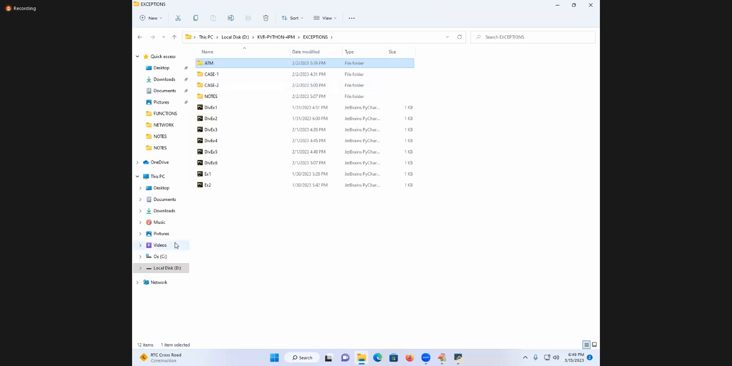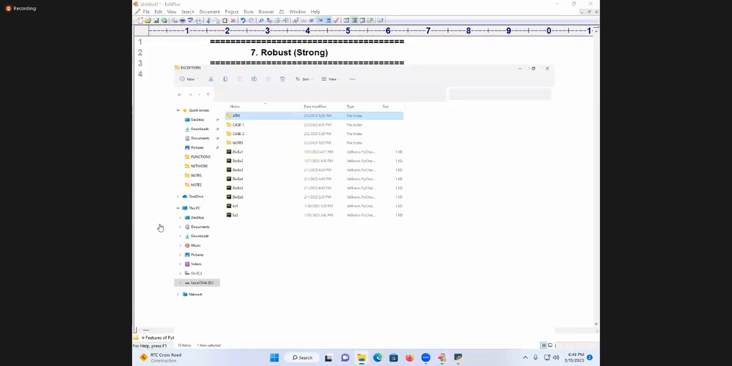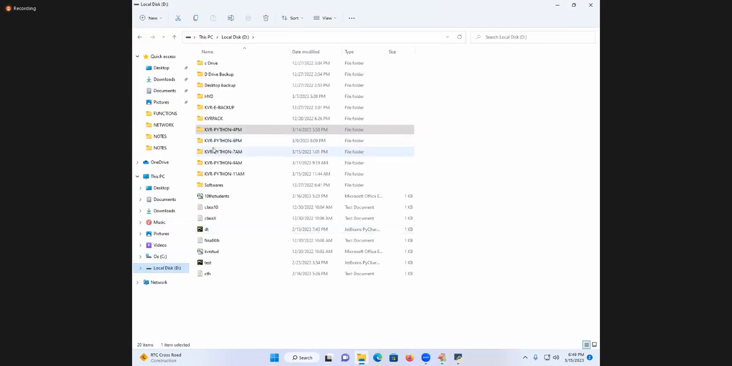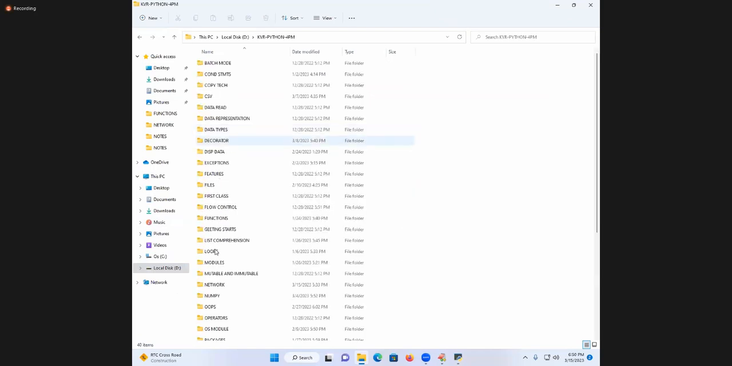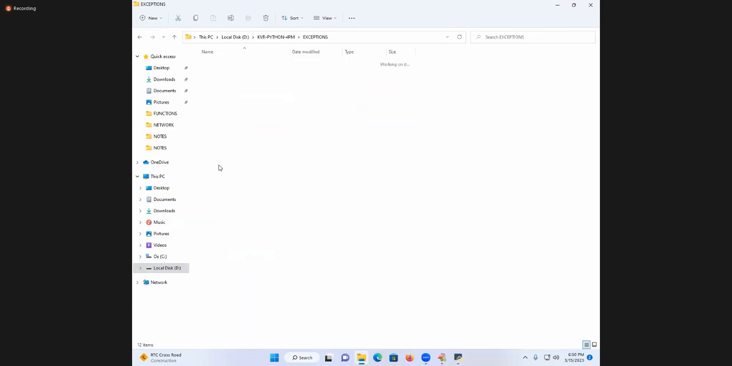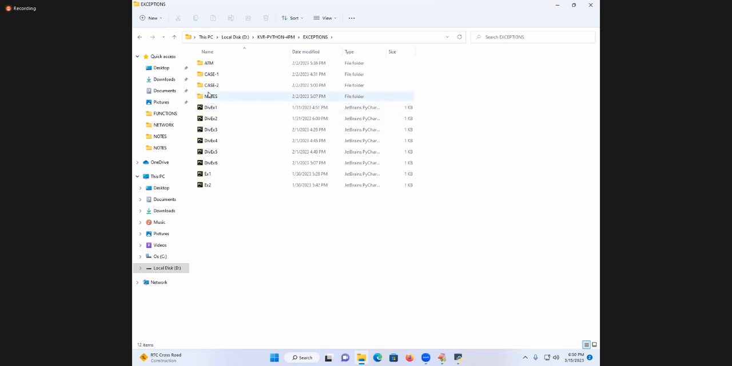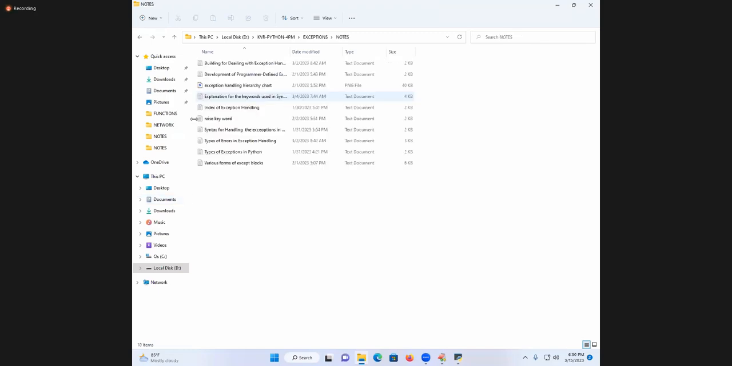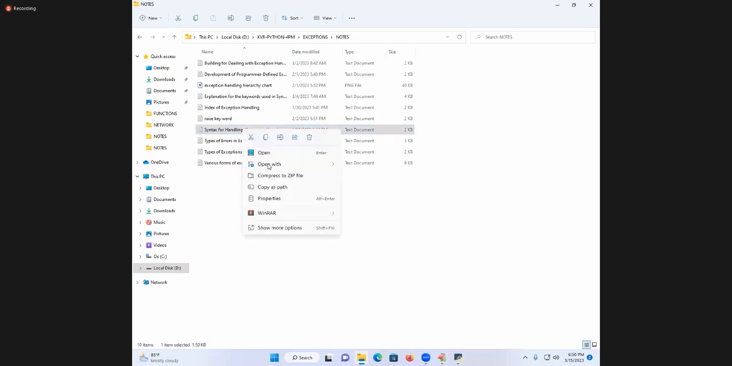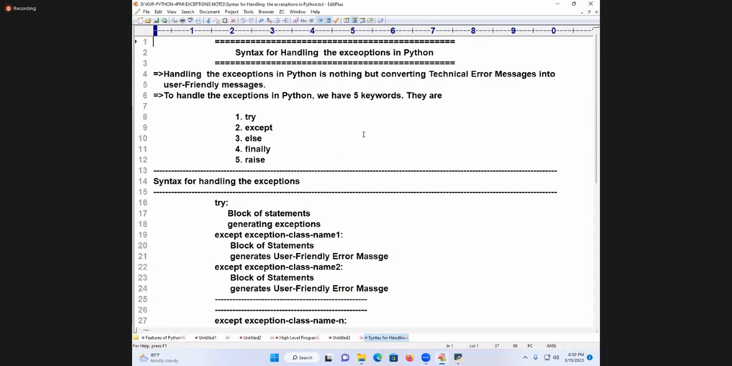For that, I am going to explain a lot of things in the class. There is a concept called exceptions. Case 1, case 2, the ATM application, so many things we are going to discuss. Under that, there is a syntax for handling the exception. There are some keywords present in that: try, except, else and all those things.